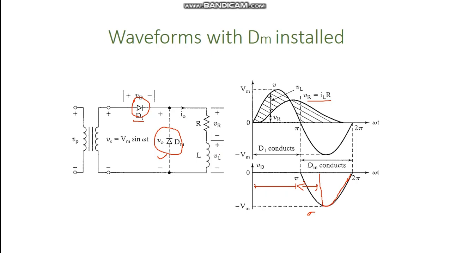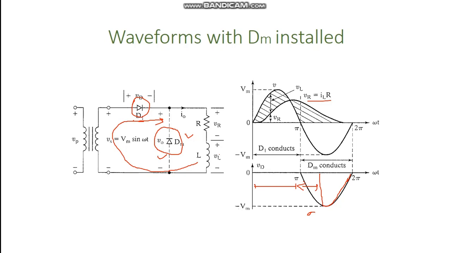Now that we have inserted a freewheeling diode DM in our circuit, it provides a path for the discharge of energy that was being absorbed, or developed, across this inductor in the forward biased condition. Previously, it had to force an increase in the conduction angle of this diode D1 for the release of energy.